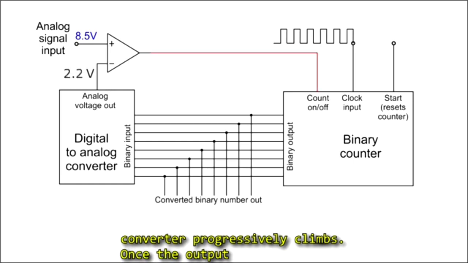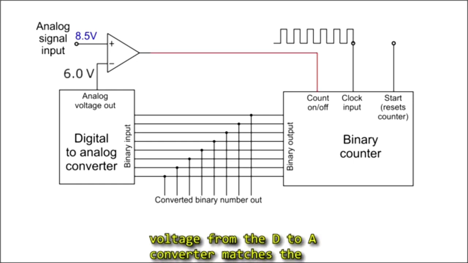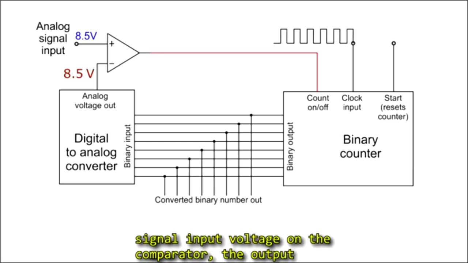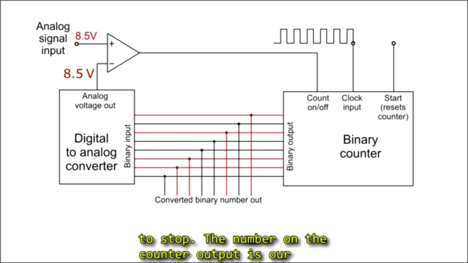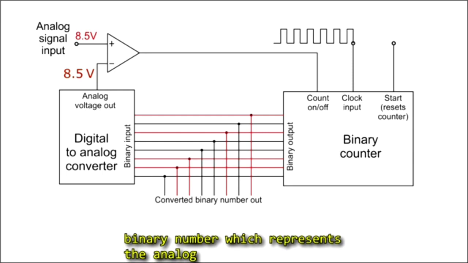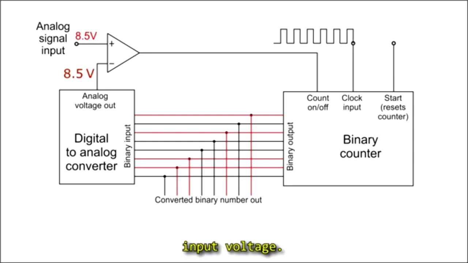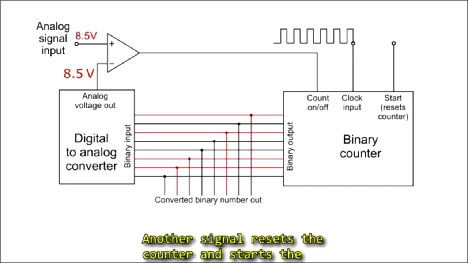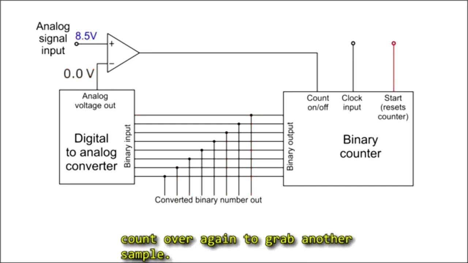Once the output voltage from the D to A converter matches the signal input voltage on the comparator, the output of the comparator goes low, triggering the counter to stop. The number on the counter output is our binary number, which represents the analog input voltage. Another signal resets the counter and starts the count over again to grab another sample.